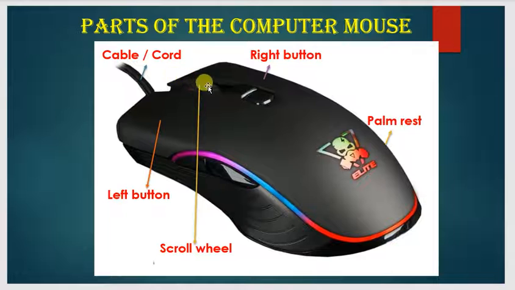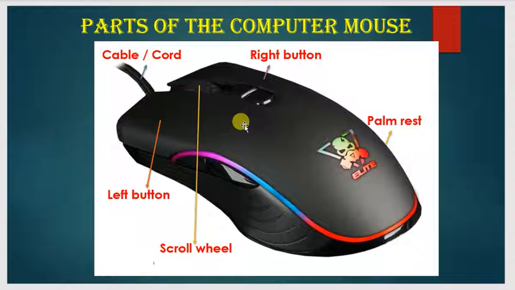Then in the middle we have what we call the scroll wheel. There's something like a bulb there, which is used to move pages up and down or to scroll through a window. Okay, so what we have in the middle is called the scroll wheel. So these are the five basic parts of the computer mouse: the cable or the cord, the left button, the scroll wheel, the right button, then we have the body or the palm rest.